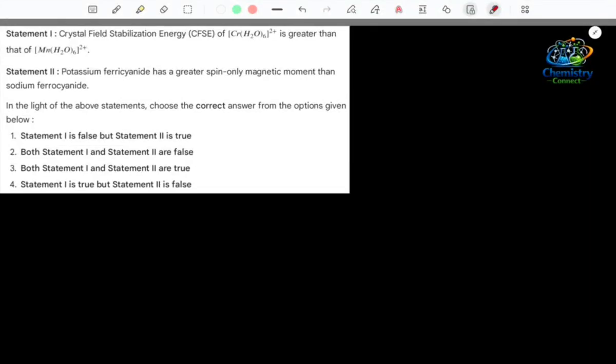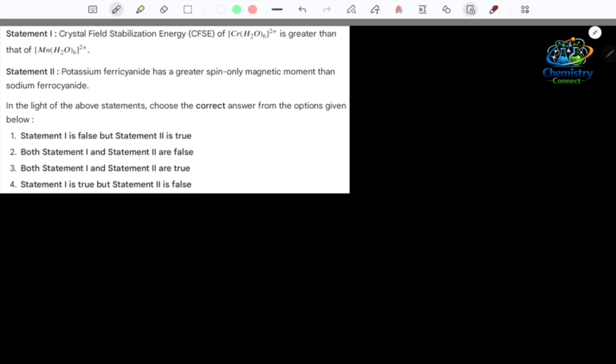This is a question from JEE Mains 2026, 21st January, second shift. This question is based on coordination compounds. The crystal field stabilization energy of [Cr(H2O)6]2+ is greater than that of [Mn(H2O)6]2+. Potassium ferricyanide has a greater spin-only magnetic moment than sodium ferrocyanide. Now one by one we'll go through it.